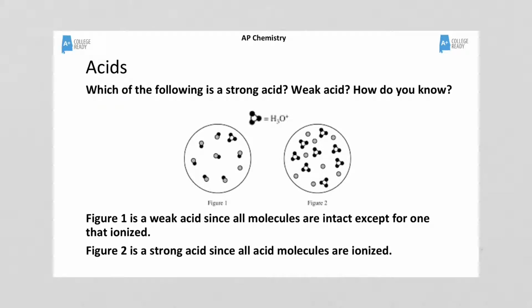Which of these would have the lower pH? We would pick figure 2 because it's a strong acid. It has all these hydronium ions in the solution. You could ask which one has the larger Ka. I don't know if they'd ask a Ka question here, but obviously the Ka of the weak acid, figure 1, would be very small, and the Ka for a strong acid would be very large. Just different questions like that.